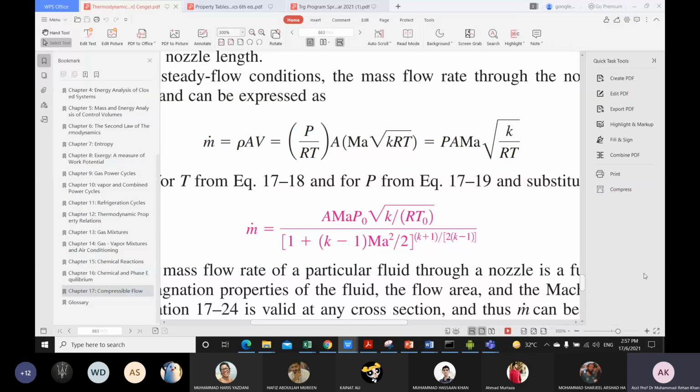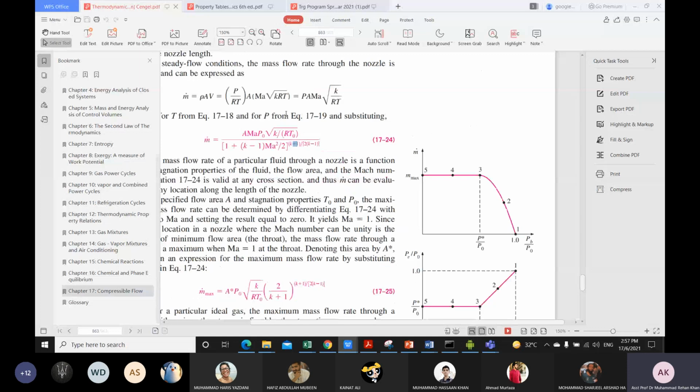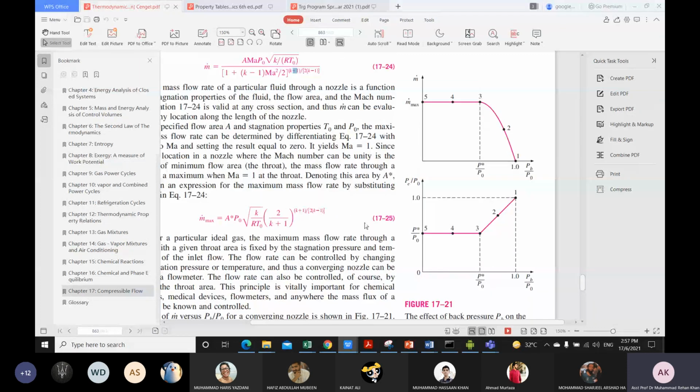Okay, so starting again. First I will correct something. In the previous slide I wrote this value as K minus 1, but this is basically K plus 1. So you have to correct it: here it is plus 1 and in the denominator it is minus 1. This equation is from your book, which is equation 17-24, and the maximum is also mentioned over there, 17-25, so that you can easily correlate with it.